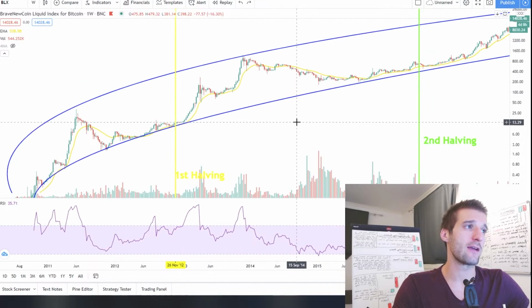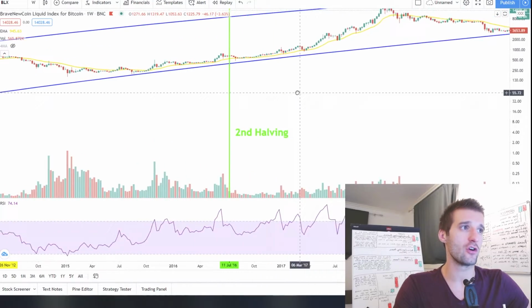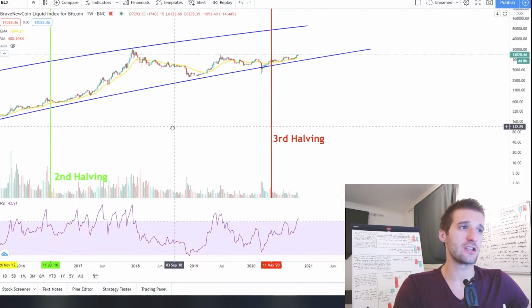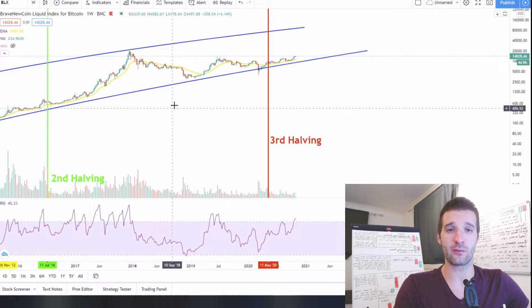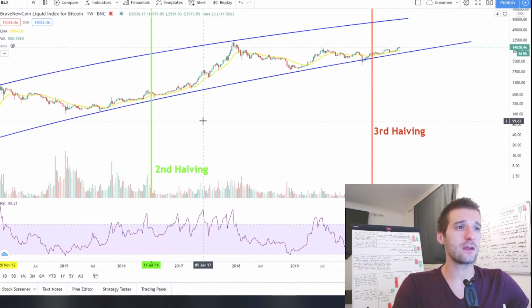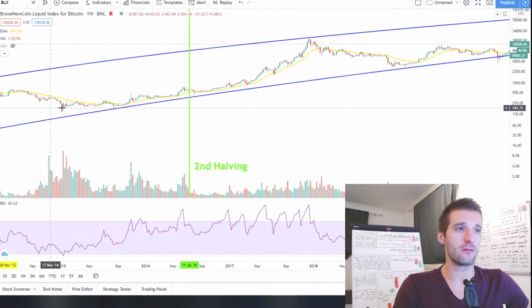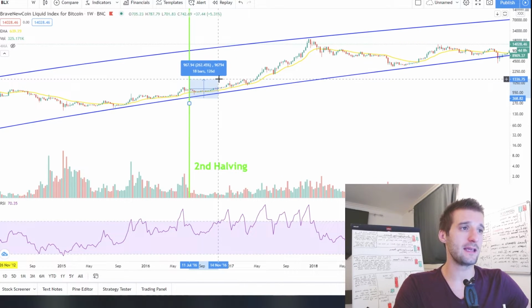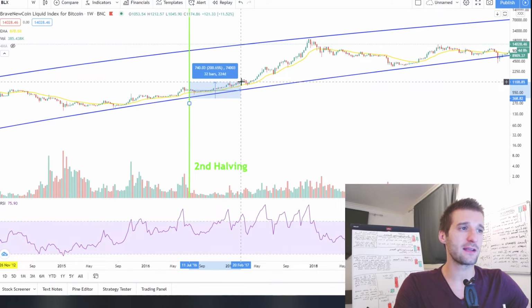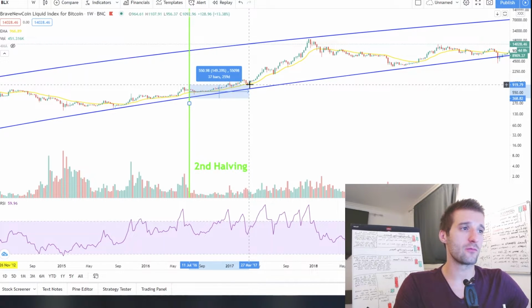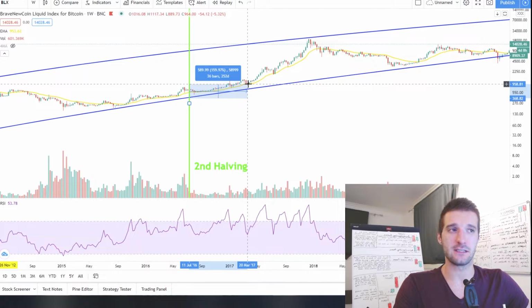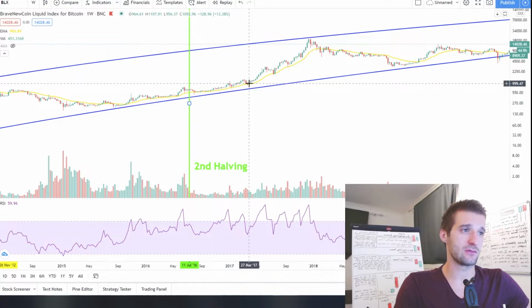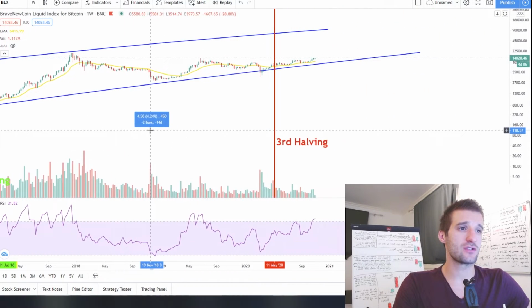And right now we have a lot of bitcoins, we have a lot of money also, and whenever you have a lot of bitcoins in circulation, you need much more money to move the price. So right now, if we measure from this halving to the beginning of the move to the upside, it took 259 days after that second halving to moon to the upside to $20,000. Now that's pretty much a lot, guys.